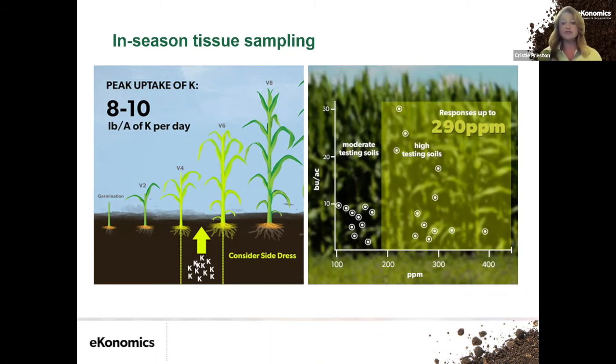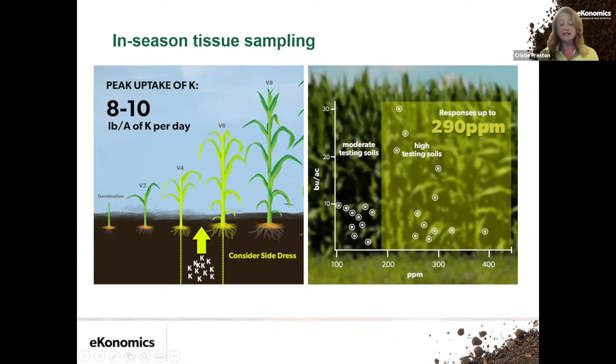This research is showing still crop responses to potassium applications up to 290 parts per million, even though the critical level, it's not listed here, may only be, say, 150 parts per million or up to that 200 range in some of these Colorado soils.